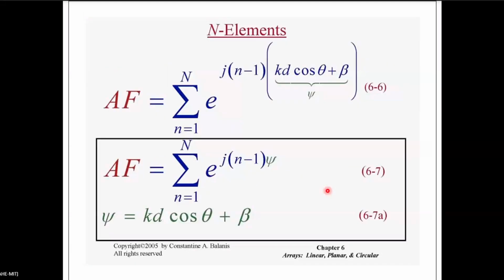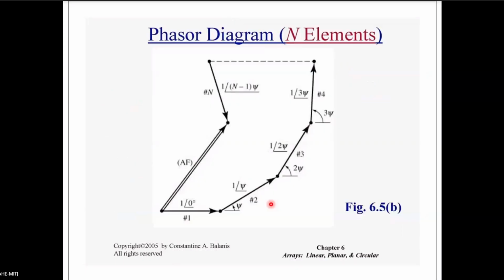Got the expression for array factor, like this. Finally, how do we get the array factor? Just keep on adding the phasors vectorially, adding a phase difference of psi to every previous expression for the electric field. So the final array factor is like this.